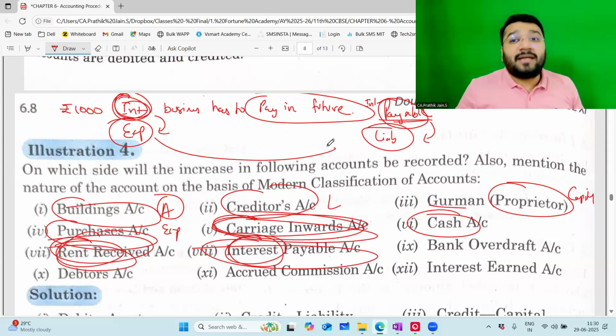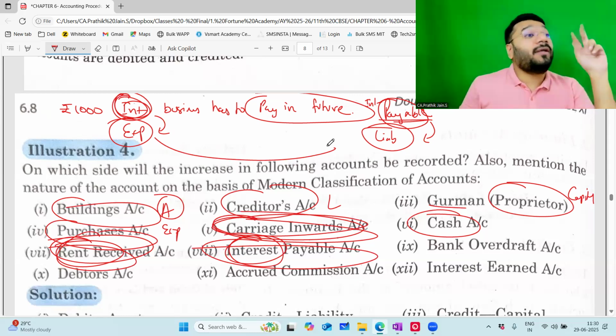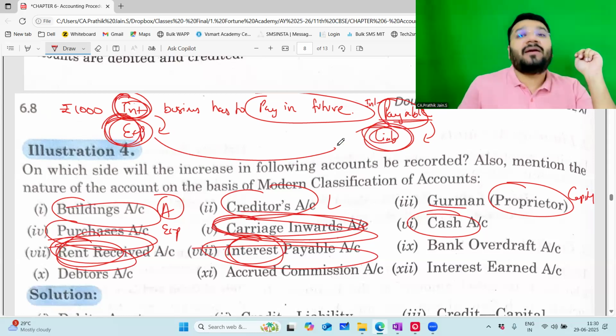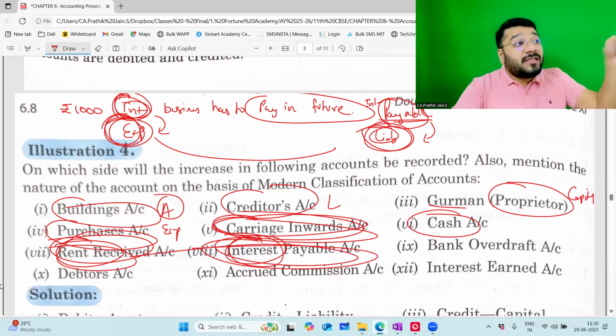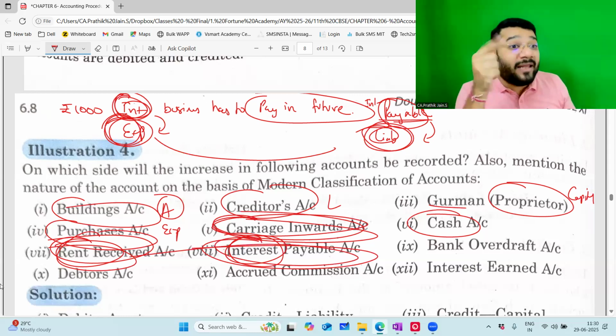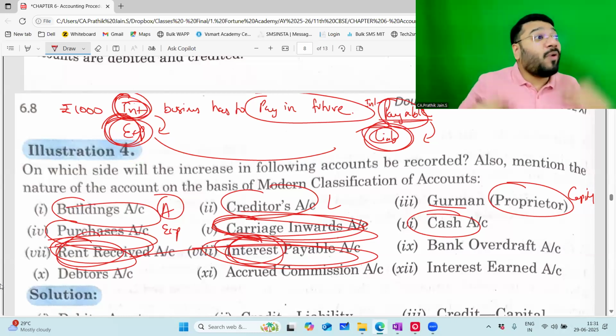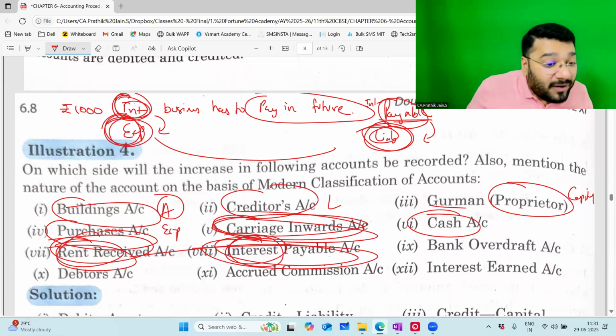Hence, we have to follow the double entry system of accounting, which means what? Every transaction will have a twofold aspect, twofold impact. In that, one will be debit, another will be credit. So now here, this is interest payable. Just because the word interest is there, do not declare it as expense. It is payable. So what feeling do you get here? What flavor do you get here? You get the liability flavor.